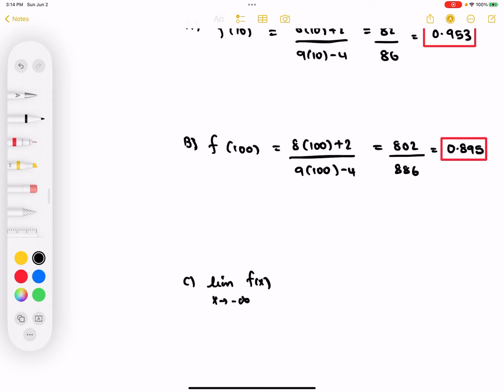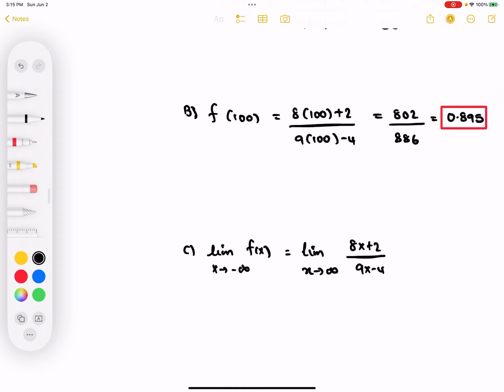negative infinity. For this one, you can write the limit as x approaches infinity of the function (8x plus 2) divided by (9x minus 4). Now, in order to evaluate this one, look at the highest degree in this polynomial, which is x on top, x on the bottom. So divide both sides by x, the highest power, because as I did, I multiply top and bottom by the same thing.